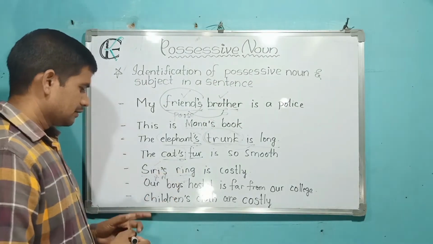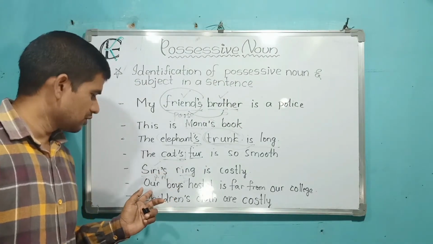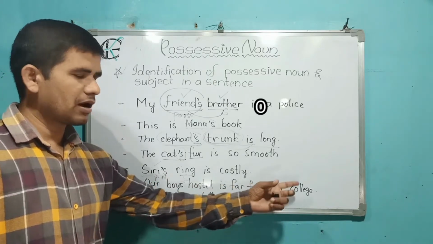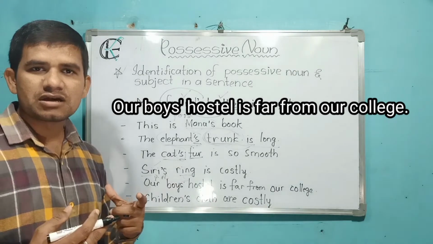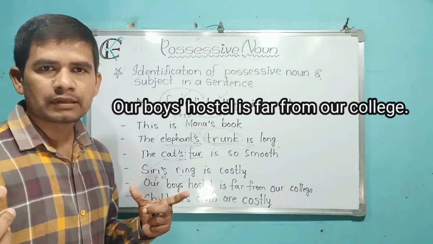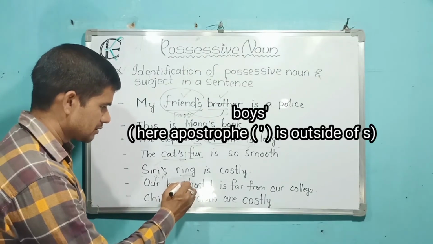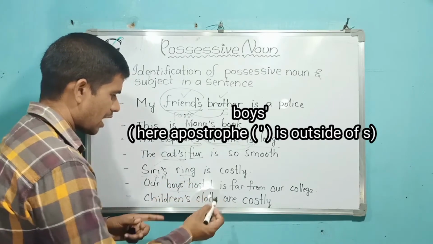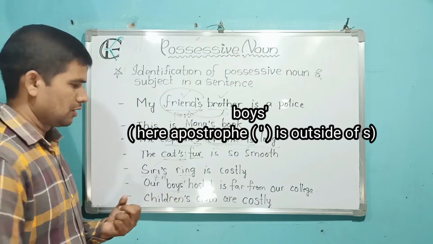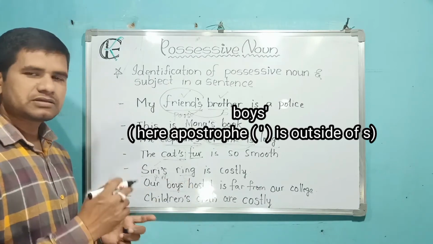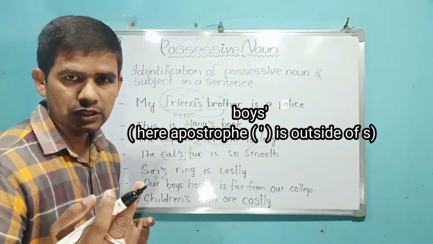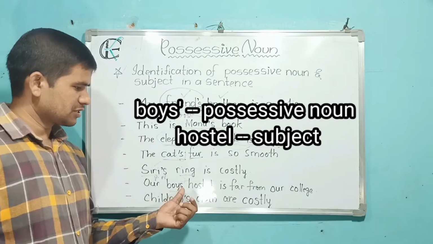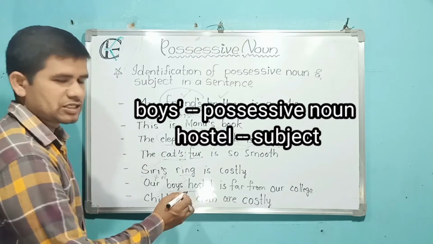Okay, then we'll go through the next example. Our boys' hostel is far from our college. See, boys'. Here is the apostrophe. Friend, you have to remember how to write boys' hostel. Here you observe the apostrophe is there after the s. Okay, here boys' is the possessive noun and hostel is the subject.